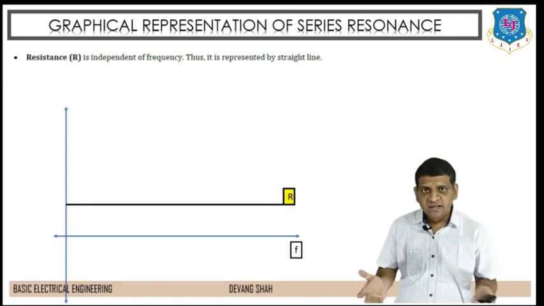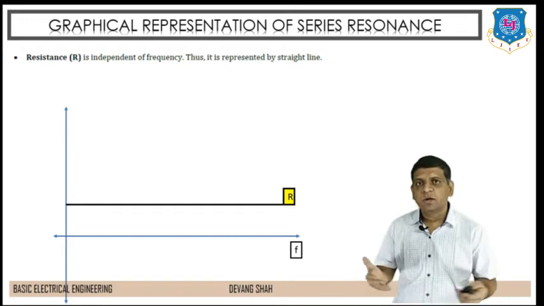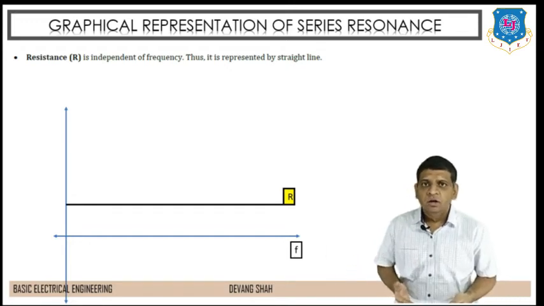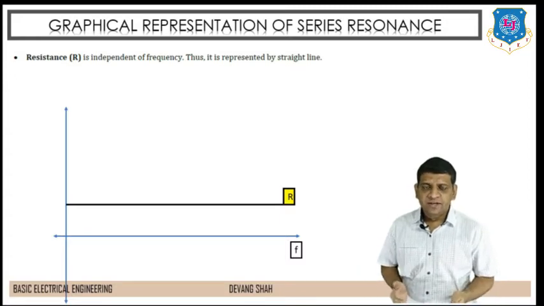If there is a change in frequency, there is no change in resistance, because resistance is constant at any level or any value of frequency. So that's the resistance.